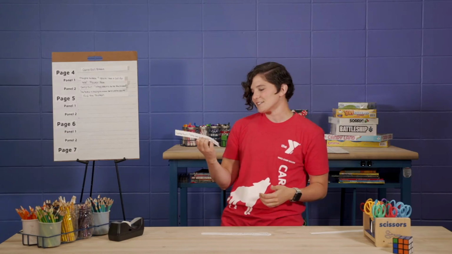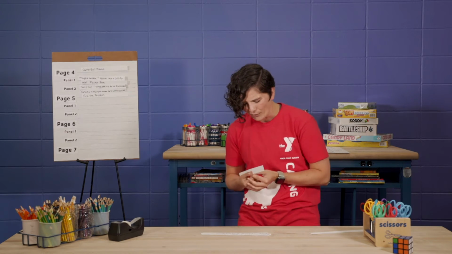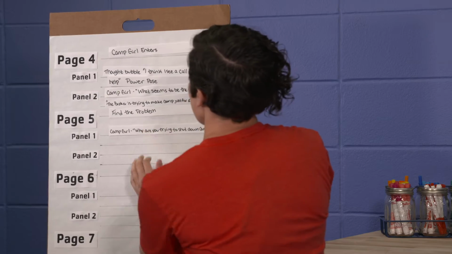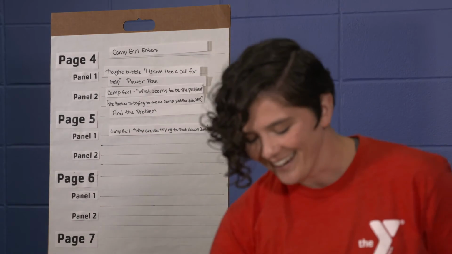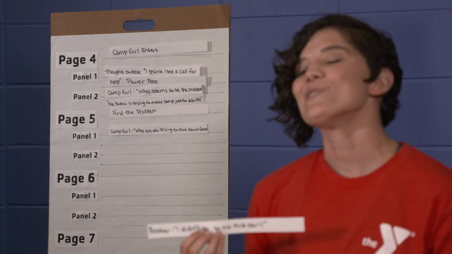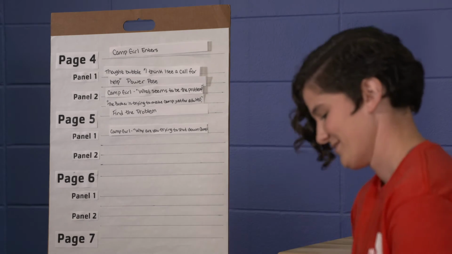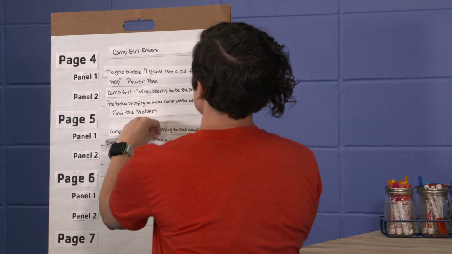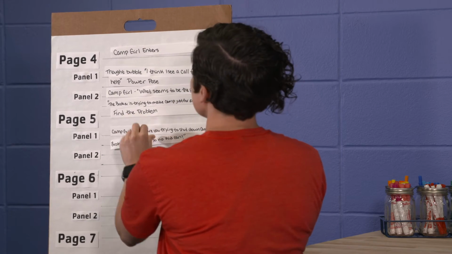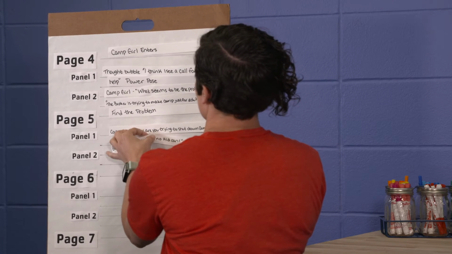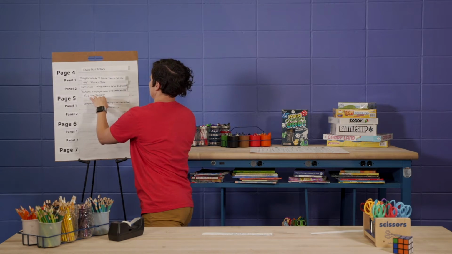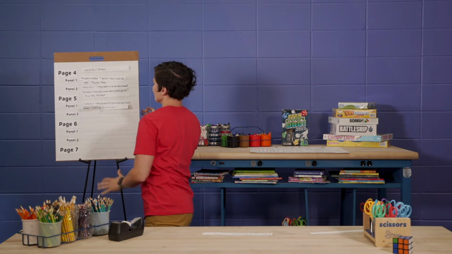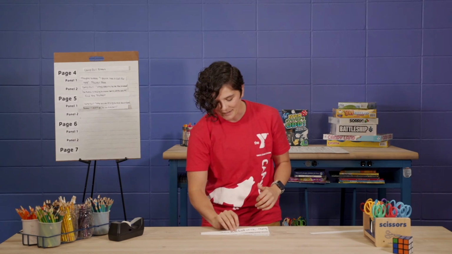So Camp Girl's going to ask him, why are you trying to shut camp down? And the broker's going to say, I didn't go, so no kid can. Man, that's tough. I would be sad if I missed out on camp too. All right, oop. Gotta get that nice and straight. Woohoo. All right, next panel.